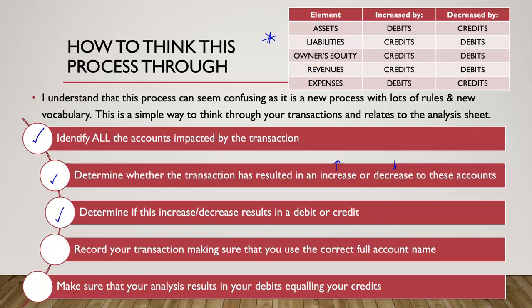Once you have done that process, then you can go to your general journal and record the transaction. And you're going to make sure in the details section you use the correct full account name with no abbreviations, just the ledger account name. Once you've done that, you're not going to move on to the next one until you make sure that the analysis that you've done has resulted in your debits equaling your credits, because you know that is a rule of accounting.